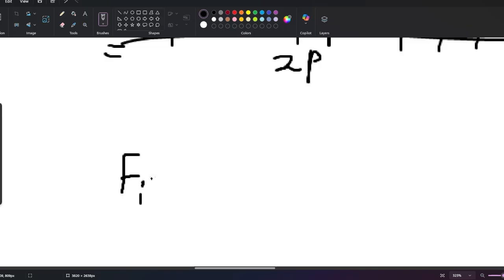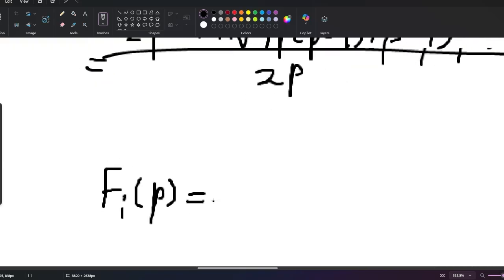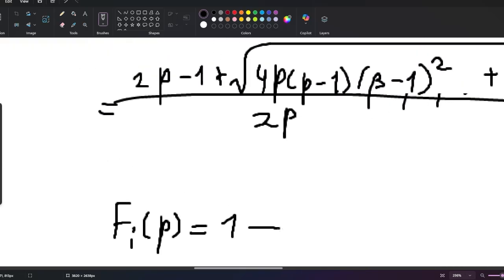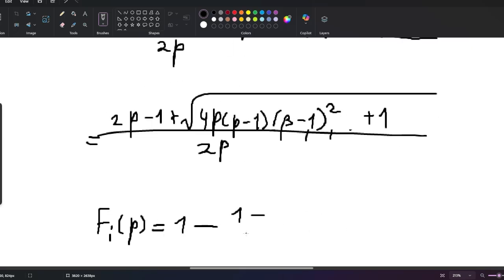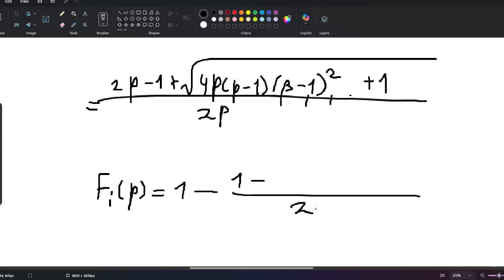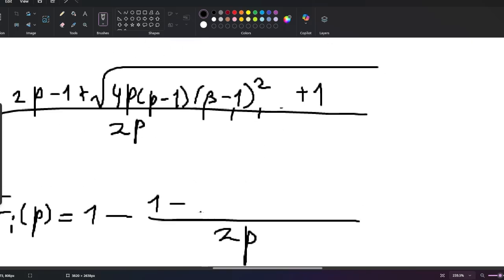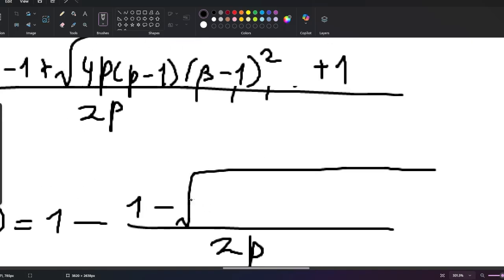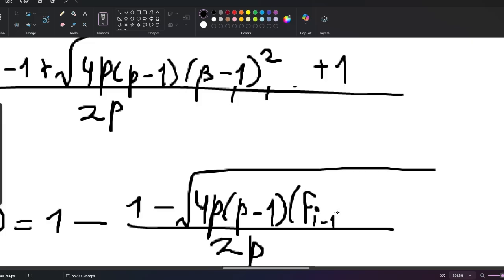Now that we have gotten the expression, fi of p is going to be 1 minus the square root of 4p minus 1. Next we're going to have fi minus 1 of p minus 1 squared plus 1.